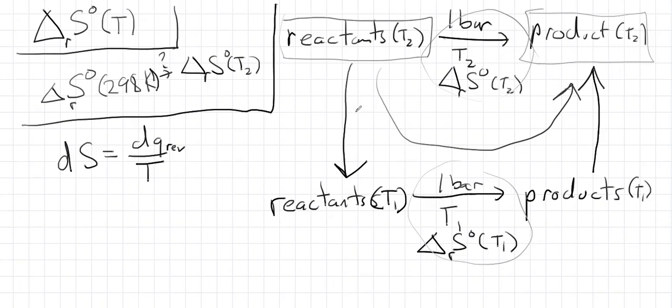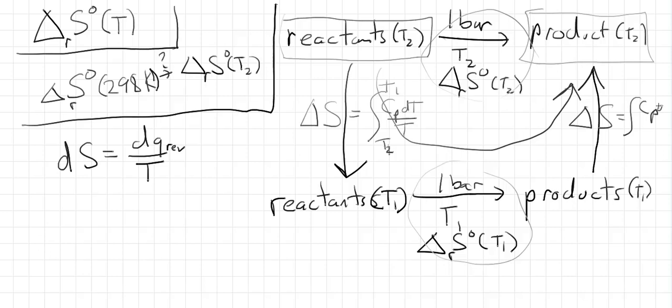So, we know how to do this entropy calculation, right? We know the delta S for this step is just going to be, we're at 1 bar, and so it's just going to be an integral of our heat capacities. And notice that we're integrating from T2 to T1. And we can say the same thing over here. For this delta S, we're going to be integrating a bunch of heat capacities, in this case, from T1 to T2. If we put all those together, we can get this.